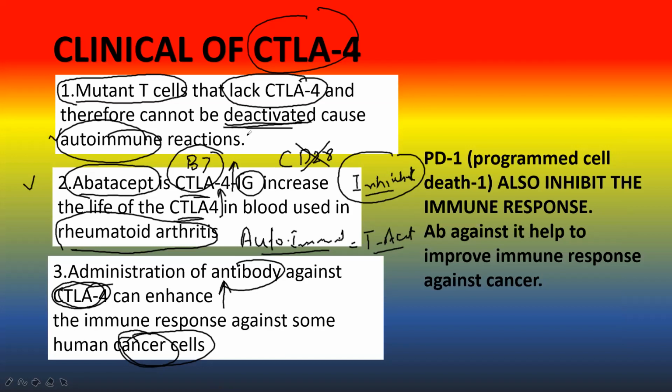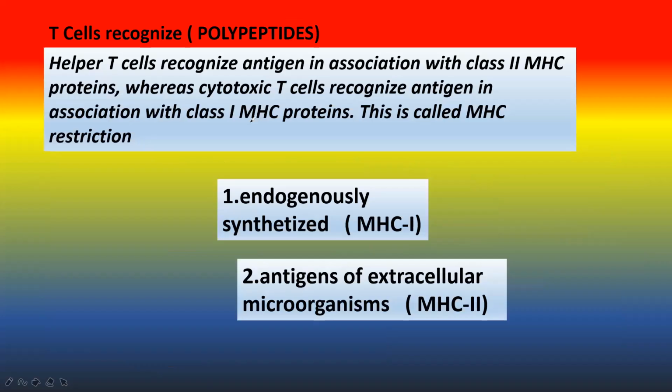If our body cells do not have CTLA4, autoimmune disease is there. If you increase CTLA4, like using the medication Abatacept, it is also helpful. This will be helpful in case of rheumatoid arthritis. If I use antibody against CTLA4, this antibody will help to increase our immune system against cancer cells. These are the three clinical applications. Now this concept about CTLA4 is clear.